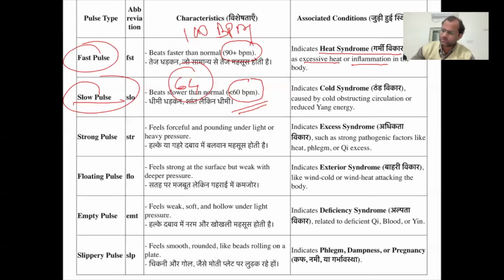It's a cold syndrome. The cold is obstructing the circulation, or we can say reduced yang energy. Maybe heart yang is reducing. Maybe spleen yang is reducing. Some yang is reducing. If the pulse rate is less than 60 per minute, but we have to be sensitive.